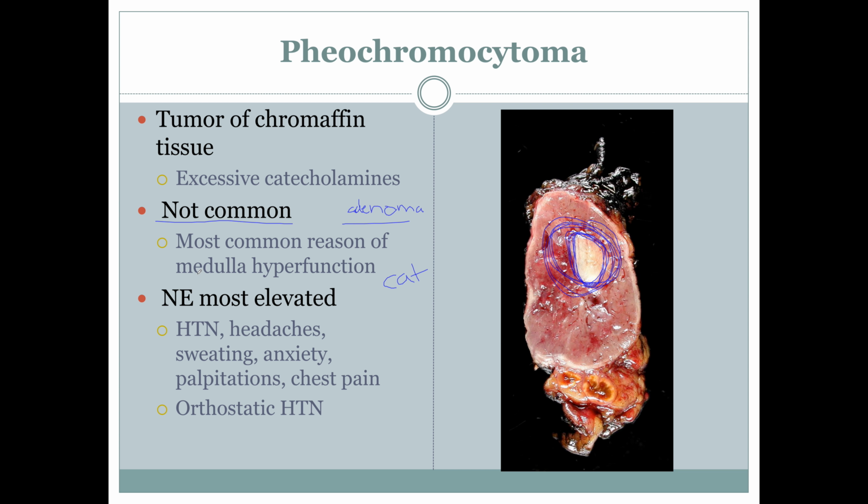However, when we're looking at the medulla, if you did a CT scan of somebody with really high blood pressure and you found that one of the adrenal glands was very, very large, you would immediately think pheochromocytoma. It's the most common cause of medulla hyperfunction. Even though it is not common overall in the population, it is the most common disease of the adrenal medulla. You will see that the production of norepinephrine is most elevated, so there'll be profound hypertension. So we're talking bottom numbers of like 150 to 200. So it's really, really high.